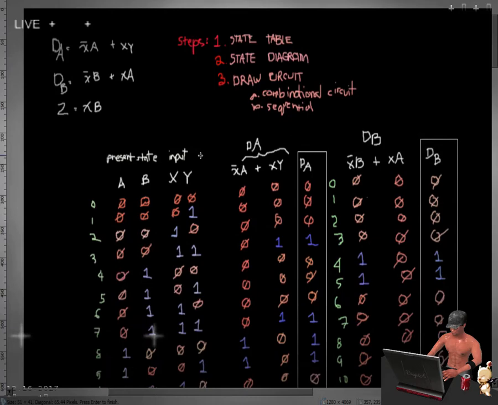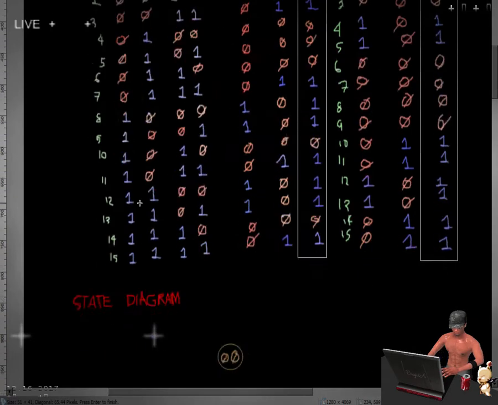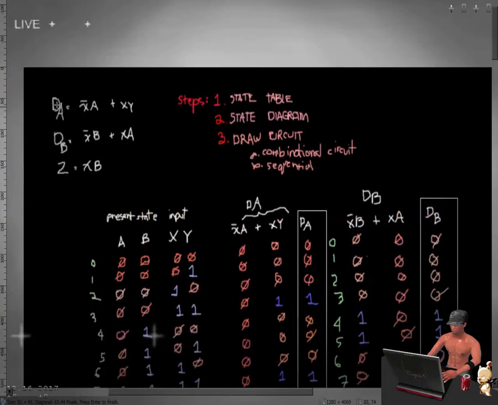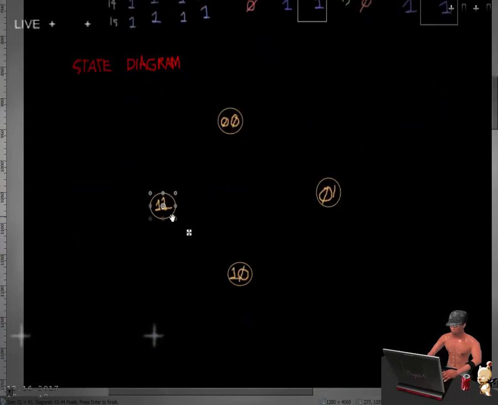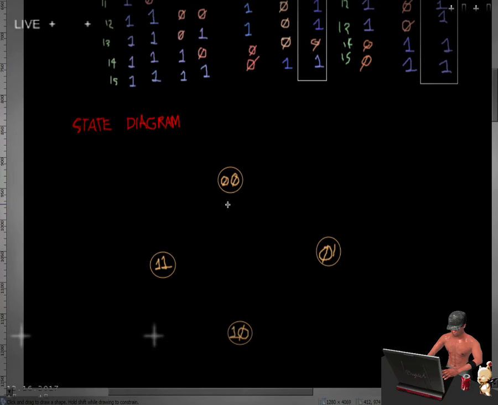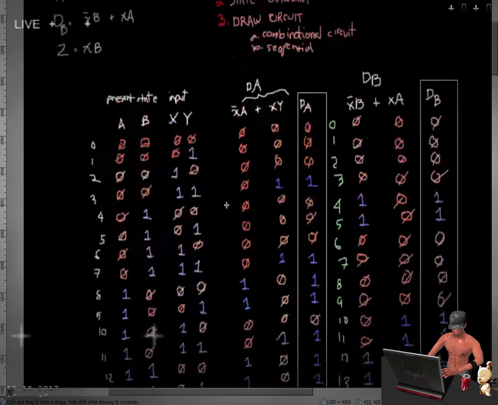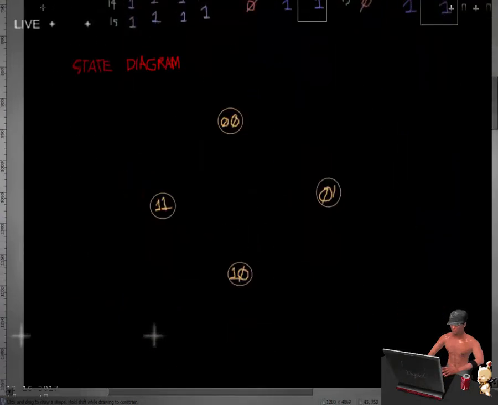Because you only have 2 flip-flops. So that's 2 to the second power, which is 4. That's 4 states. We have our 4 states right here.